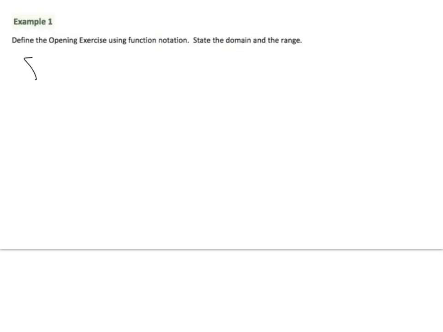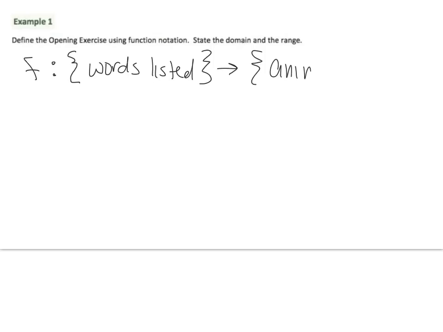It's okay. I've got f, so my function, such that the set of all words listed goes to the set of all animals pictured. And I spelled it wrong. Animal, oh goodness. Animals pictured. That just means we're assigning each name to an animal.